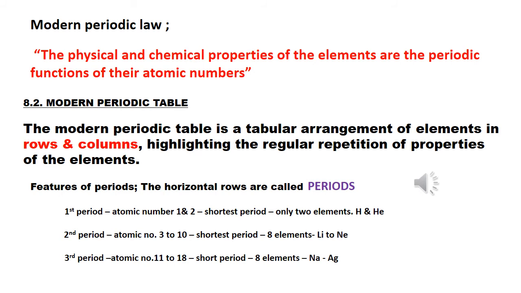Next, we pass on to the second period. The second period consists of atomic numbers 3 to 10. This is also a short period. It has 8 elements, from lithium to neon. And the third period, atomic numbers 11 to 18. This is also a short period, having 8 elements from sodium to argon.